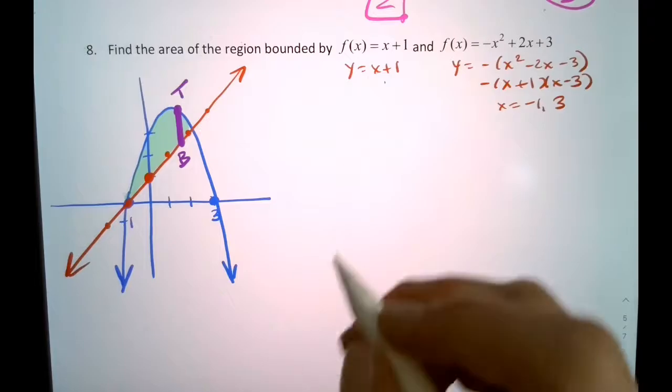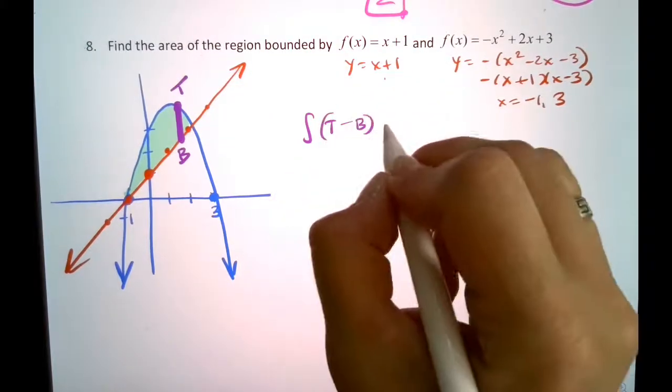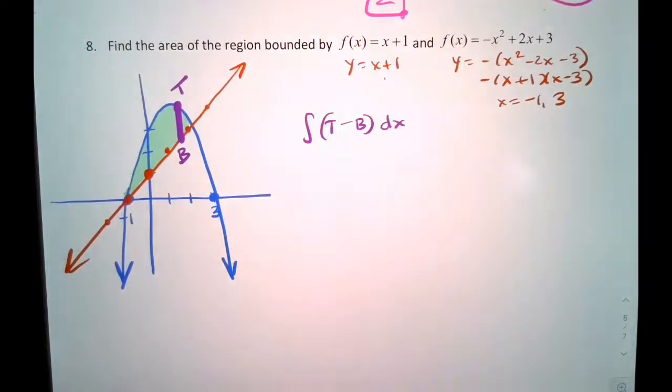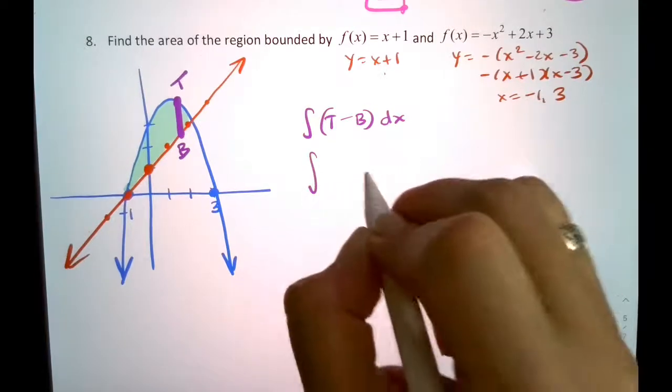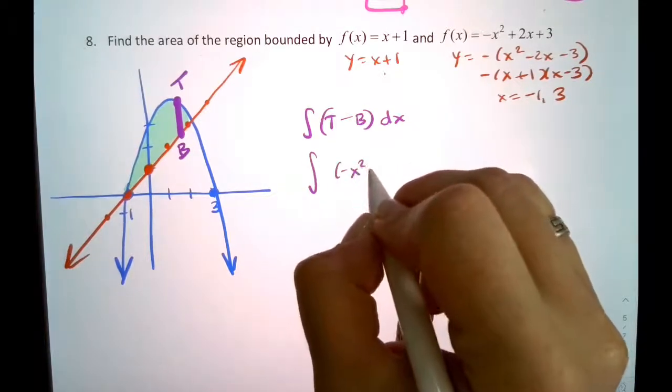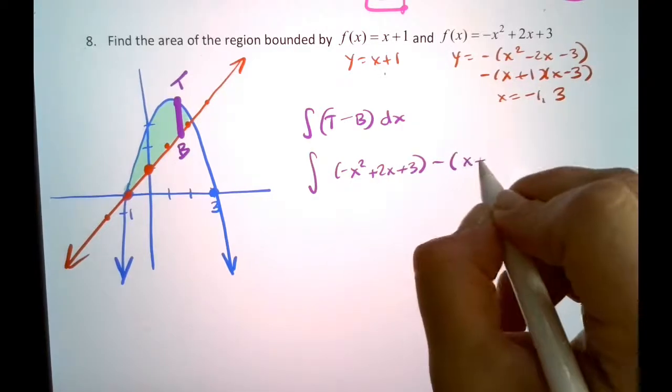And so I'm going to set it up that way. And again, that's how I want you to think of area. I want you to think about it as top minus bottom dx or right minus left dy, whatever suits your picture, whatever works. So when I take a look at that, your top function is your parabola. Your bottom function is the line.